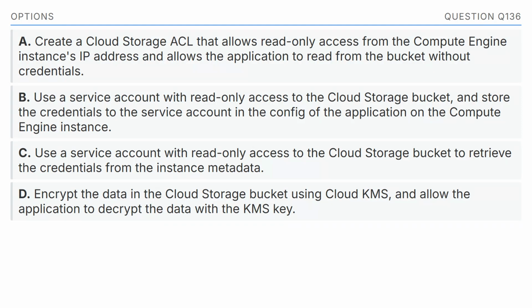The options are: Option A, create a Cloud Storage ACL that allows read-only access from the Compute Engine instance's IP address and allows the application to read from the bucket without credentials. Option B, use a service account with read-only access to the Cloud Storage bucket and store the credentials to the service account in the config of the application on the Compute Engine instance. Option C, use a service account with read-only access to the Cloud Storage bucket to retrieve the credentials from the instance metadata. Option D, encrypt the data in the Cloud Storage bucket using Cloud KMS and allow the application to decrypt the data with the KMS key.